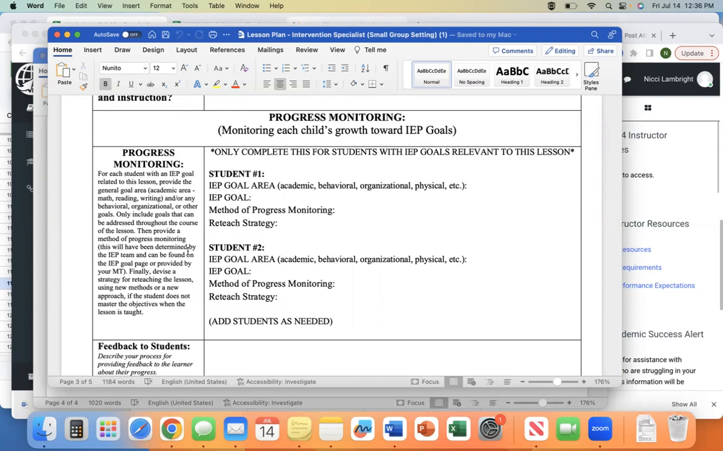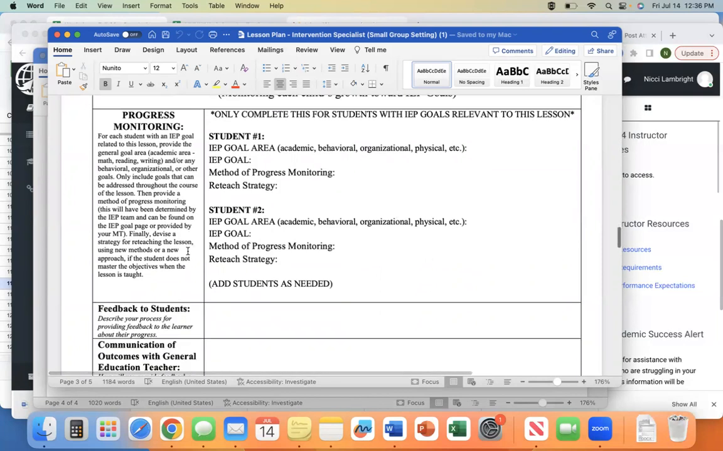So looking at that small group plan, make sure that you are really focusing in on super individualized reteach strategies. The reason you're bringing them to a small group is because they need additional support and services outside of what they're getting in that inclusion setting. So what are those things that you would do differently?